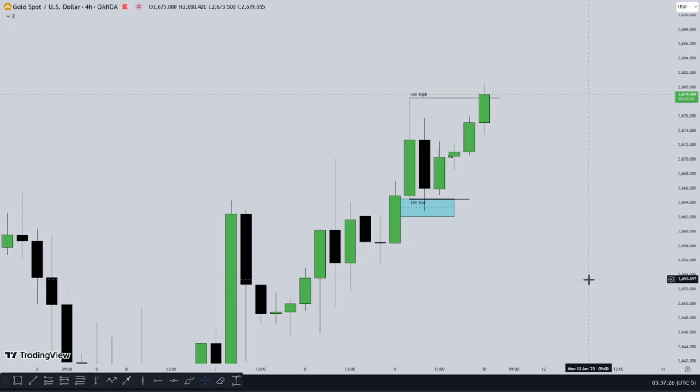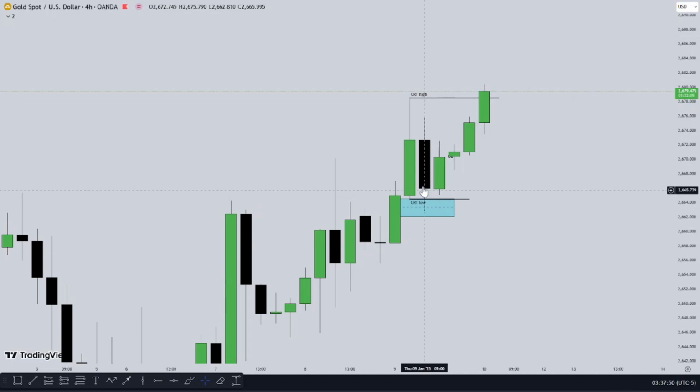So if you can identify a CRT from the 4-hour, the daily time frame, and the weekly time frame, you are anticipating price to do a retracement to either the CRT high or the CRT low. And during those retracements, you are anticipating an up close candle if price were to trade to a CRT high, or a down close candle if price were to trade to a CRT low.